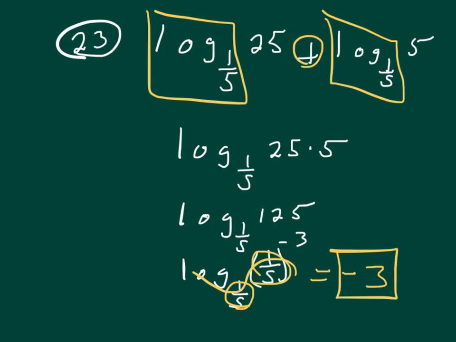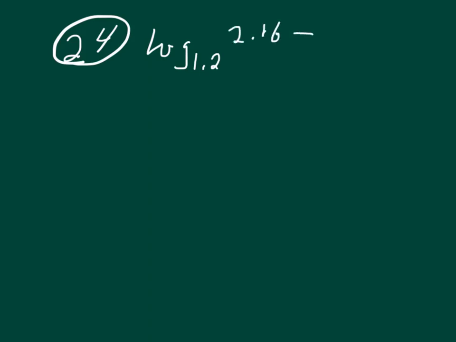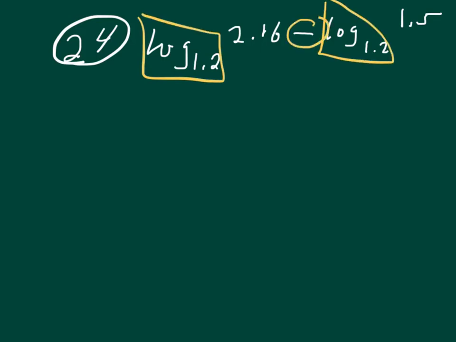Pause it, and please work it. All right, let's go on to 24. In looking at number 24, it says log base 1.2 of 2.16, and then I see minus log base 1.2 of 1.5. All right, again, I look here, I see 2 logs, which I don't want to see. I see a subtraction, so I'm going to make it a single log. So log base 1.2, we're going to take 2.16 divided by 1.5, which comes out to 1.44.